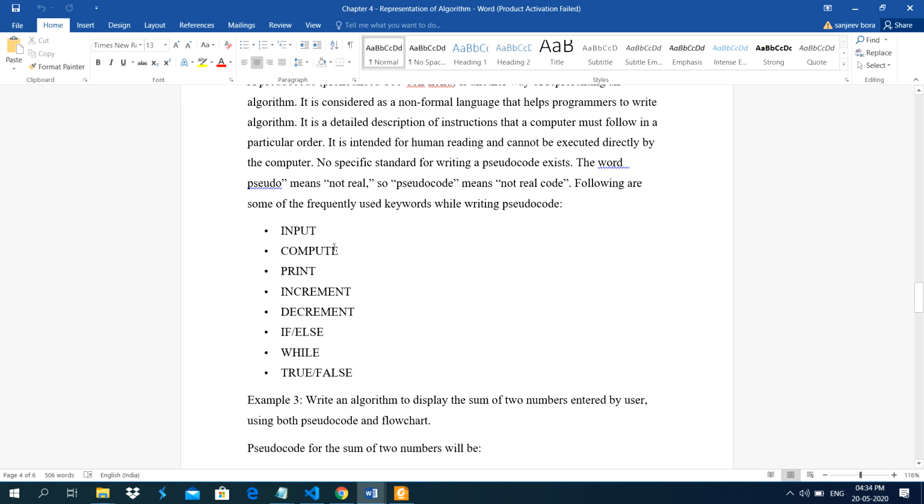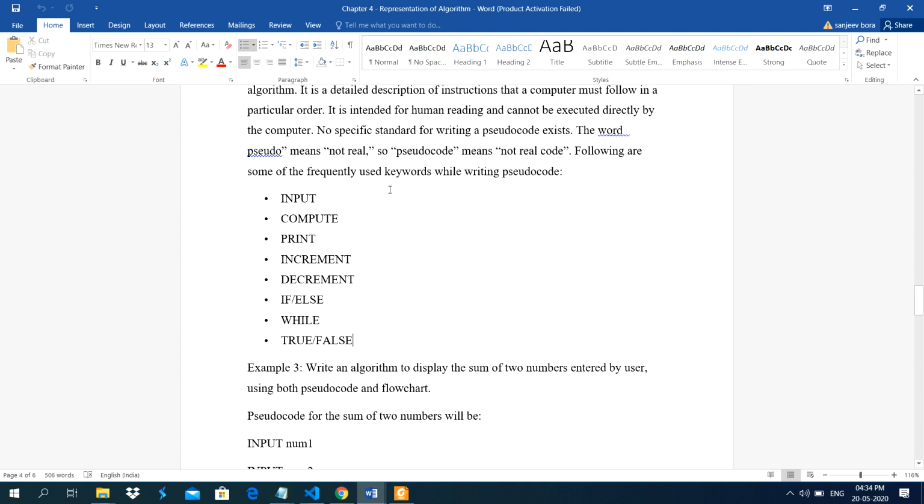So what are the steps of the pseudocode? These steps must be followed by the computer. No specific standard for writing pseudocode exists. Here we have just defined the pseudocode. Maybe you can use other types of steps, because here mathematical operators are not used, and whenever we use mathematical operators, it is a little bit different. And the word pseudo means not real. Pseudocode means not real code. It is not a program code, it is just for understandable purpose. Following are some of the frequently used keywords while writing pseudocode. First is input, compute, print, increment, decrement, if else, while, true, false.